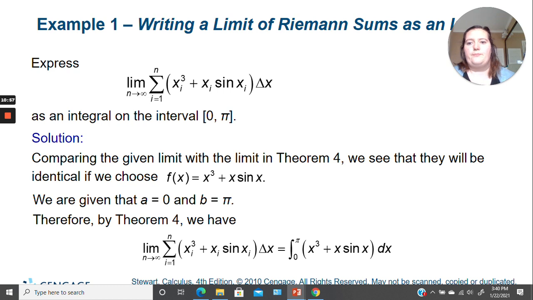So a couple things. I know my a and my b automatically because I know the interval. The interval goes from 0 to pi, that's your a and your b. So when I go to write my integral, I know I'm going to go from 0 to pi.